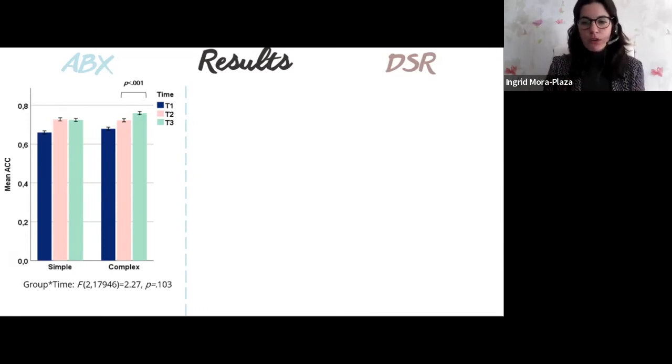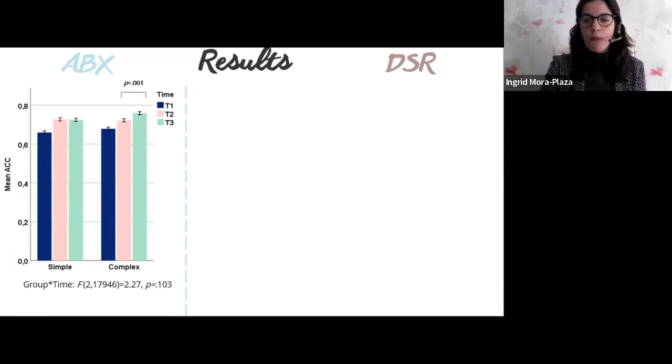So the simple group did not improve significantly the discrimination of EE and AA, the ash wedge, from time 2 to time 3, whereas the complex group got significantly better at the discrimination of ash wedge. A very similar picture emerged for production.